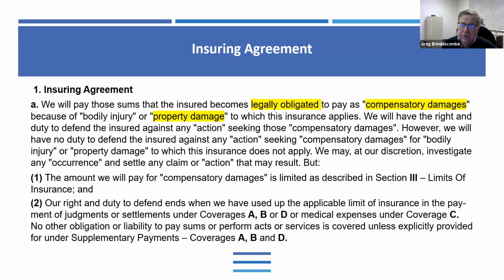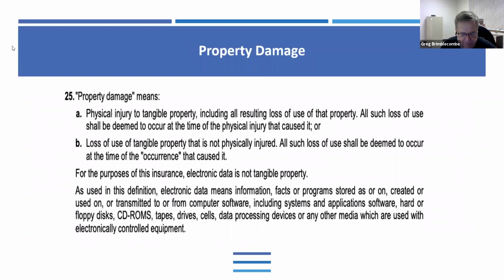We're going to go through the coverages to figure out whether this is a property damage and whether it's covered by taking a look at the wording. We know that when we're looking at the insuring agreement, we have some defined terms. So why don't we go there? The first term we're going to look at is property damage.